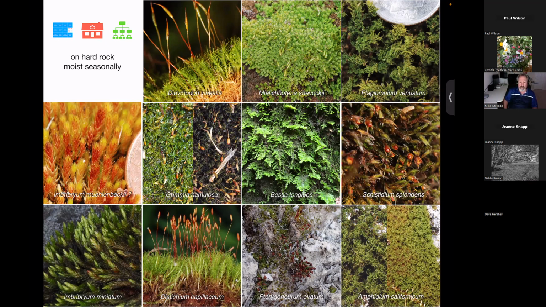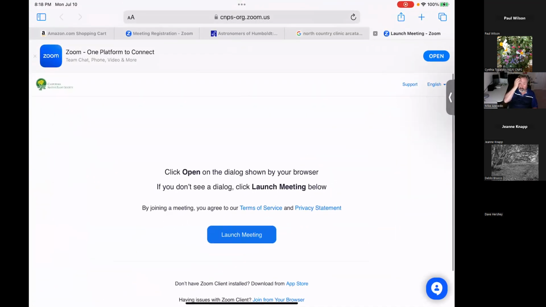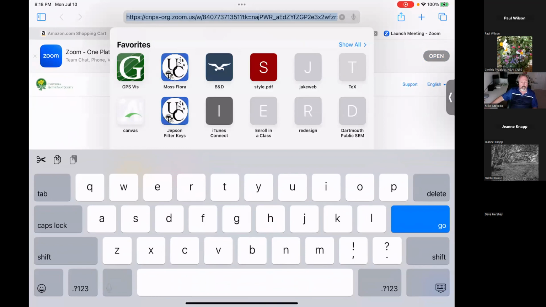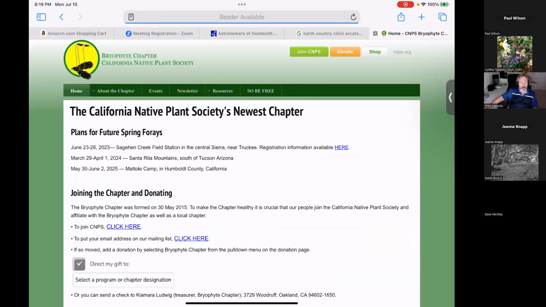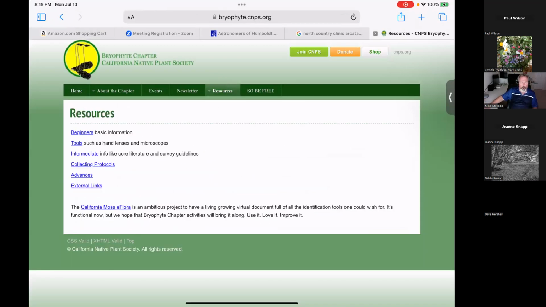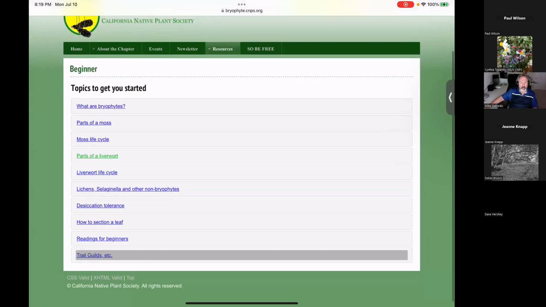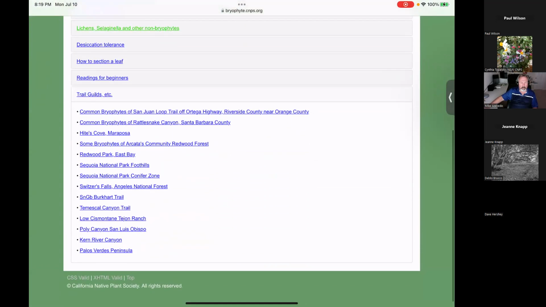Cool. Debbie says that guide would be great, and Carrie says, ask if this is available online. Yeah, some of them are available online. Let's see here. We're redoing the website, so it won't look the way it looks currently. But if you go to resources, and then I think beginners, and then trail guides, there's a few of them. And those are to particular trails.